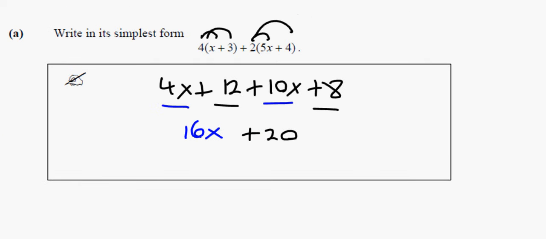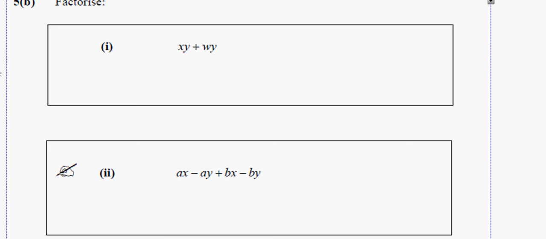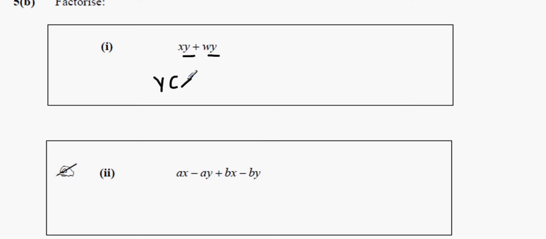Next question, factorize. Once again, take out what they have in common. They have y's in common. So when you take them out, you're going to get y into x plus w, because y multiplied by x is xy, y multiplied by w is yw. Remember, when you multiply letters, you simply place them beside each other.